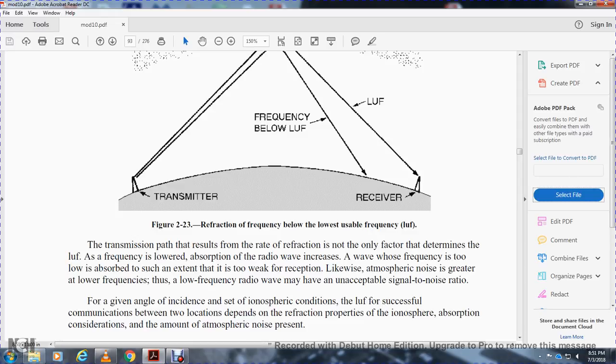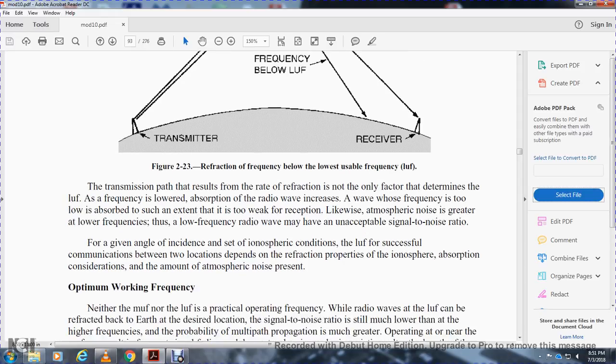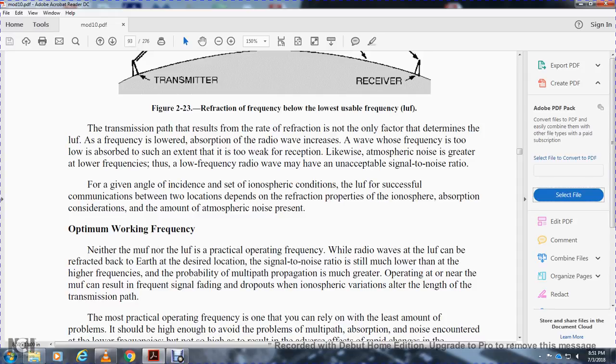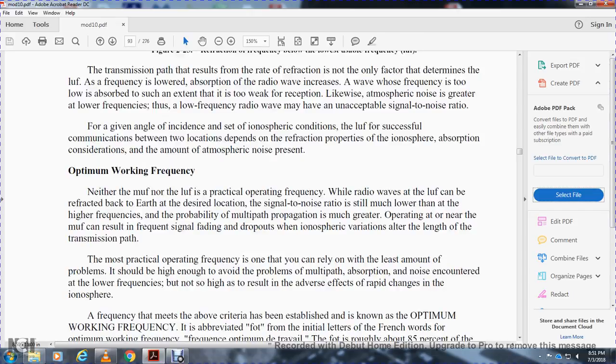Low frequency radio will have an unacceptable signal-to-noise ratio. For a given ionosphere condition, the lowest usable frequency for successful communication between two locations depends on the refraction properties of the ionosphere, the absorption, and the amount of atmospheric noise present.